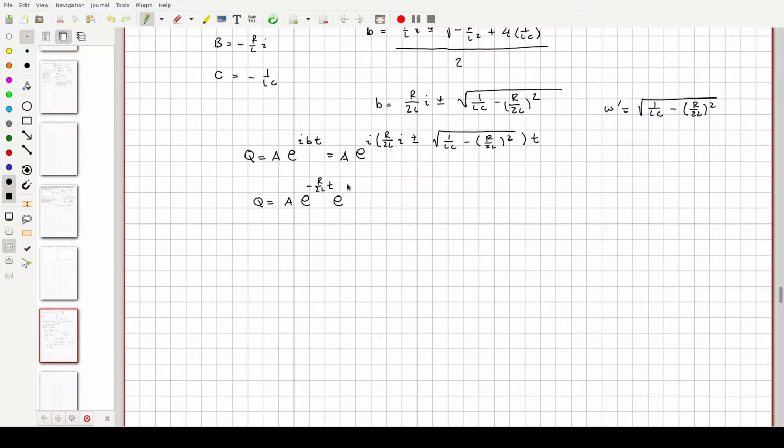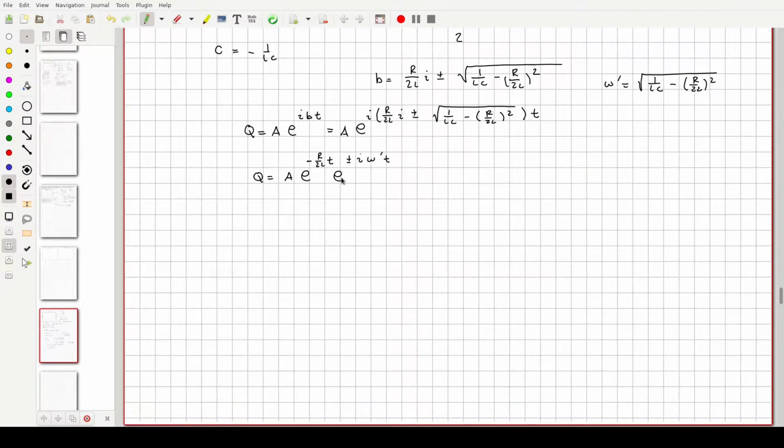So I have a plus or minus I omega prime t. Now what I'm going to do is use the Euler equation on this. E to the plus or minus I omega prime t is the same thing as cosine of omega prime t plus or minus I times sine of omega prime t. And like I said, we don't care about the imaginary part. In this particular case, it doesn't give us anything relevant. We want real stuff, stuff that happens in what you could sort of think of as the real world.